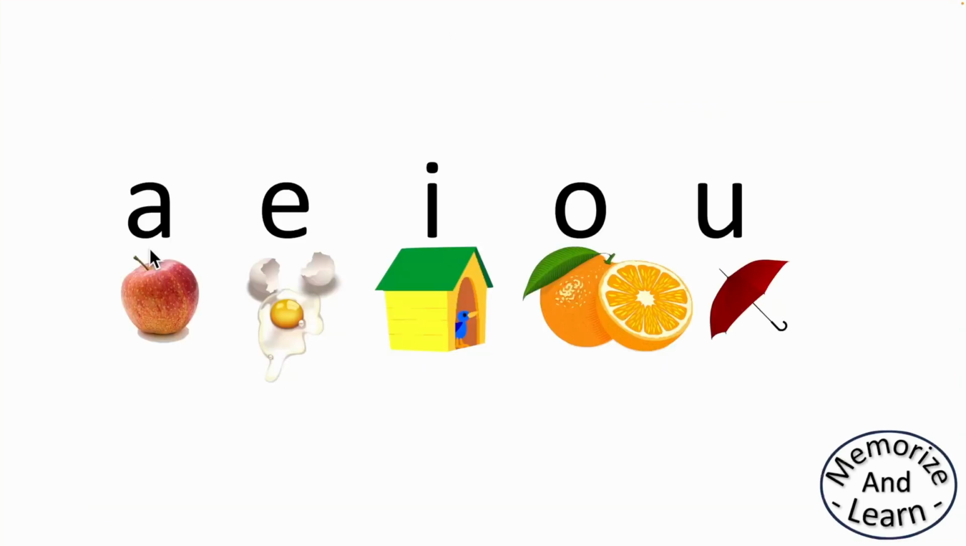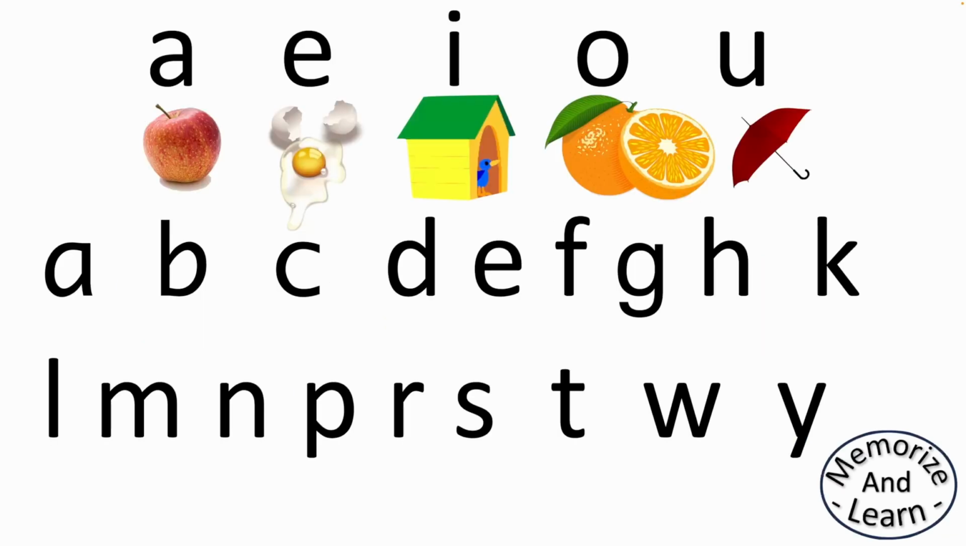Vowels are very important. Please say the long vowel sound with me. This means the name of the letter. A, E, I, O, U. Now please say the short sound with me. A like apple, E like egg, I like inside, O like orange, U like umbrella. To read and write, you need to know the sound of all the letters. Let's practice the sound of these letters.